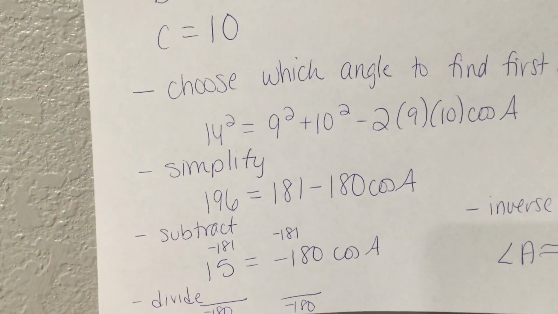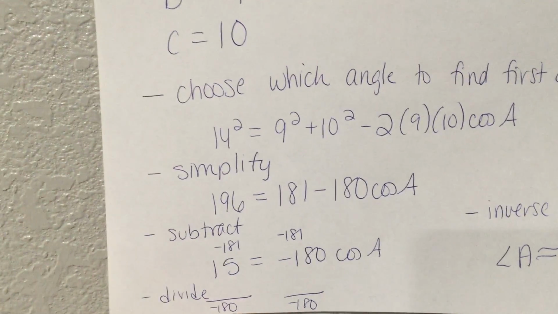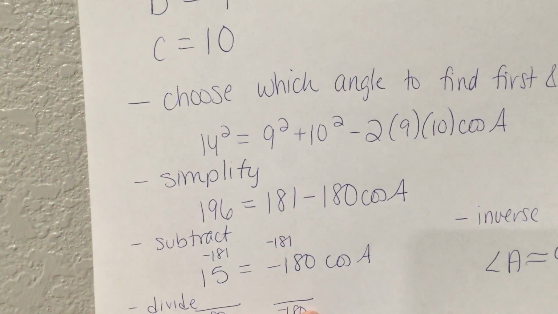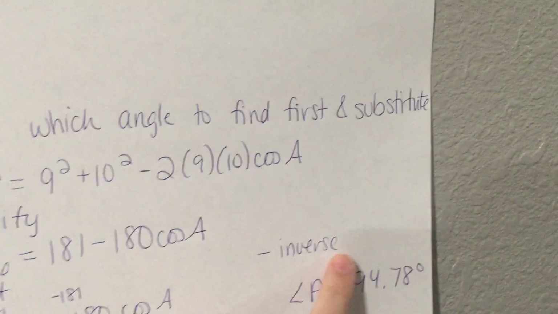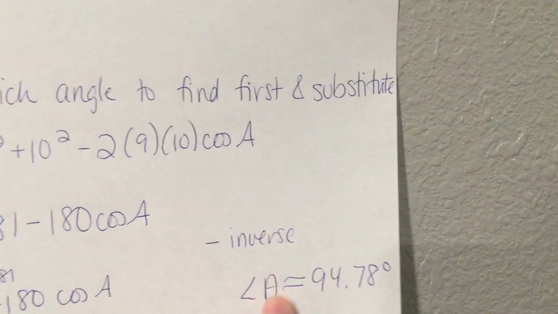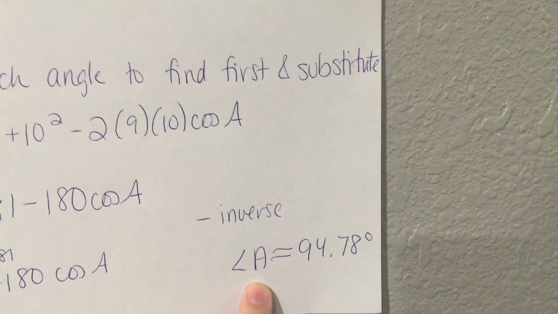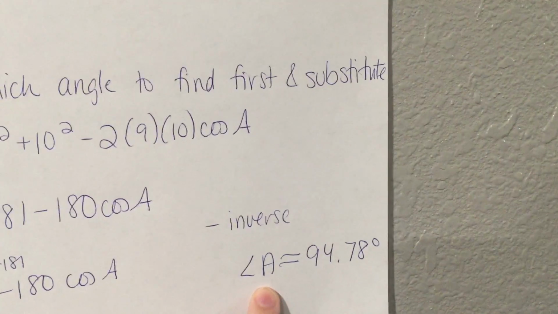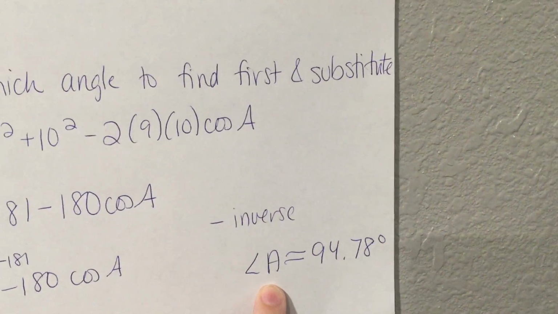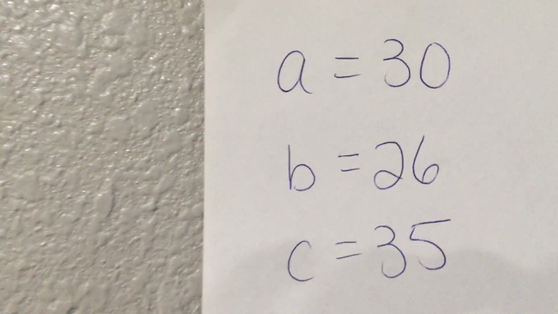The fourth step is to divide. I want to divide both sides by negative 180. My last step is to inverse. Because my answer is an angle, I have to use my inverse cosine, and that will give me angle A is approximately 94.78 degrees. I have a problem here that you can try.